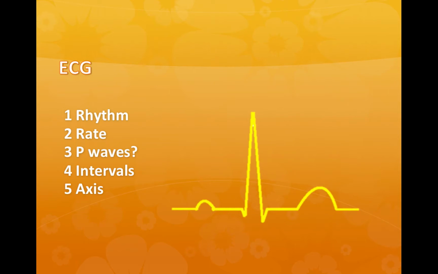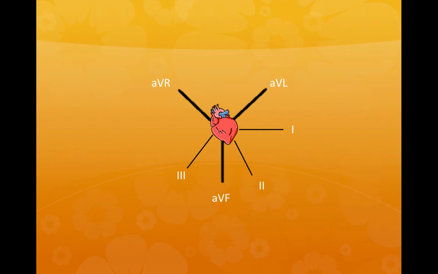The next step is to calculate the axis. And some people have a little bit of difficulty in calculating the axis. I'm going to try and give you an easy way to say if the axis is normal or not. And then we're going to go about actually calculating it and giving it a number. So here you can see the limb leads, not the precordial leads. The precordial leads are these leads. We don't actually use the precordial leads in calculating the axis. We just use the limb leads.